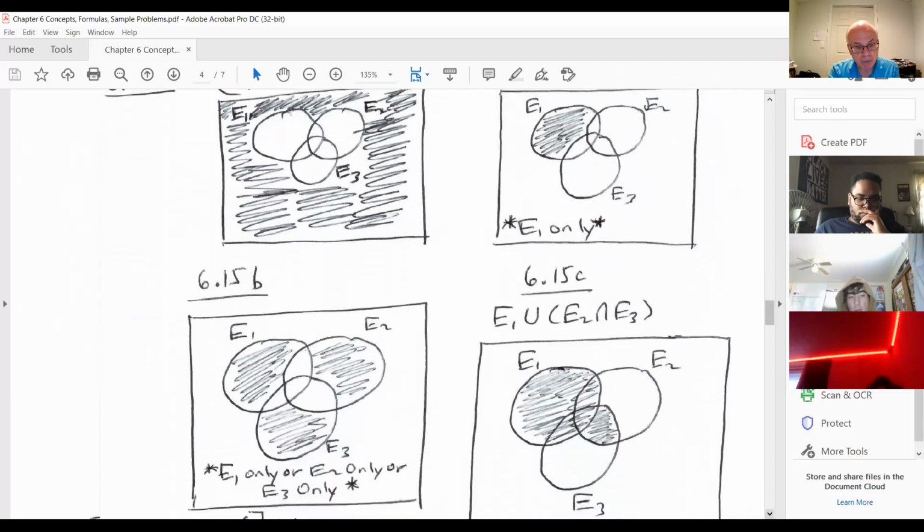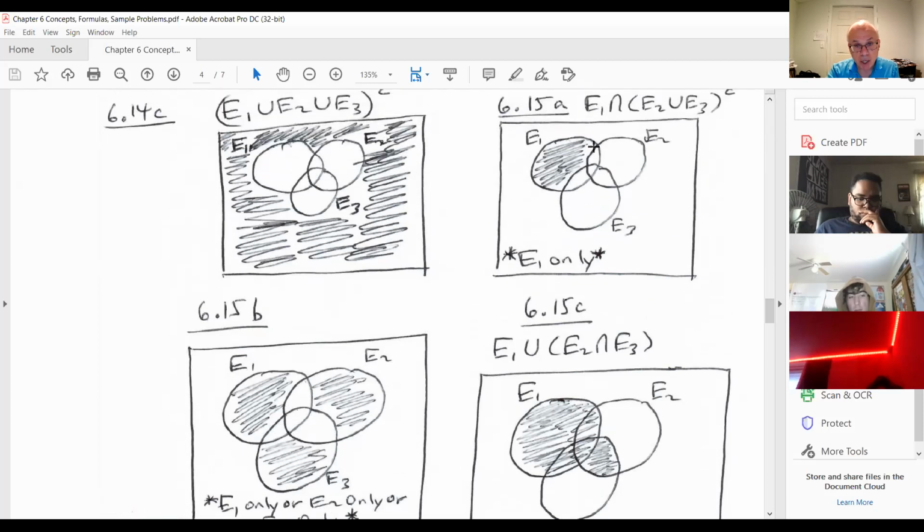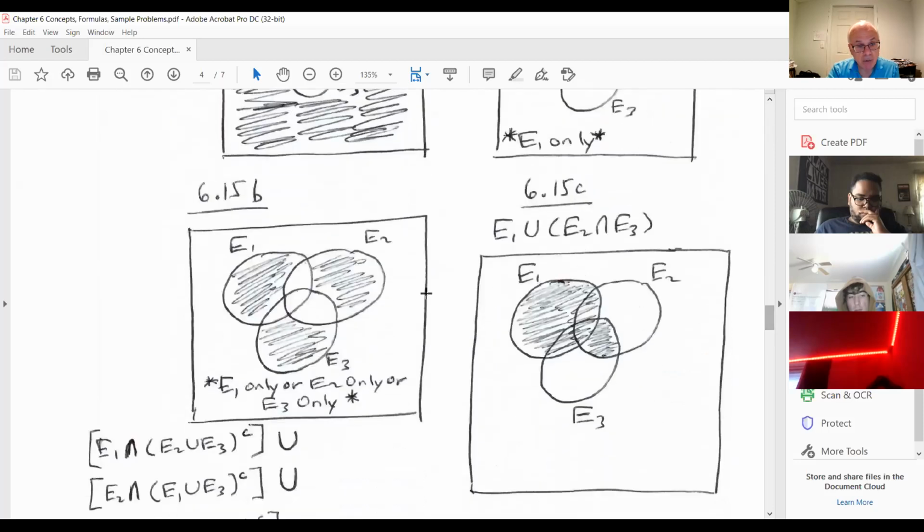And then the B is asking exactly one of the three plants is completed by the contract date. Well, we did one of them with E1 previously, this one here in A, but if it says exactly one, that means either E1 only, or E2 only, or E3 only. Notice where they intersect, none of that is colored in.